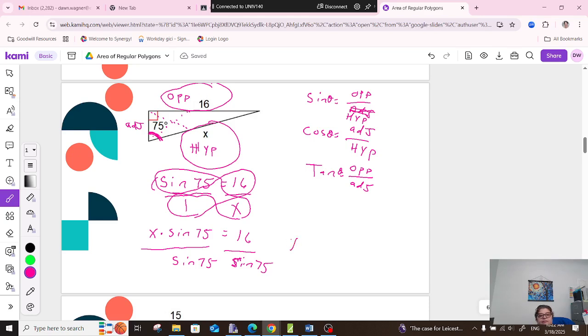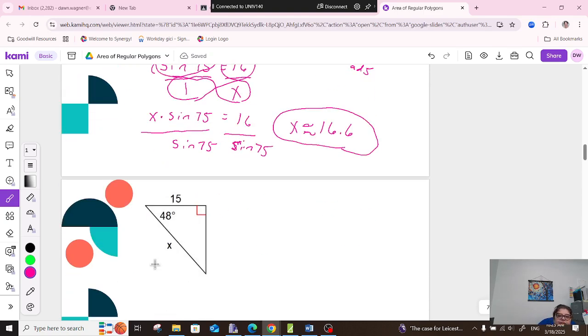What's x equal? What's 16 divided by sine 75? Use your calculator. What is it? 16.6? So it's rounded. Yeah, 16.6. And it didn't give us units, so I'm not going to put a unit. Is it coming back to you? And we'll be doing a lot of reviews with these.